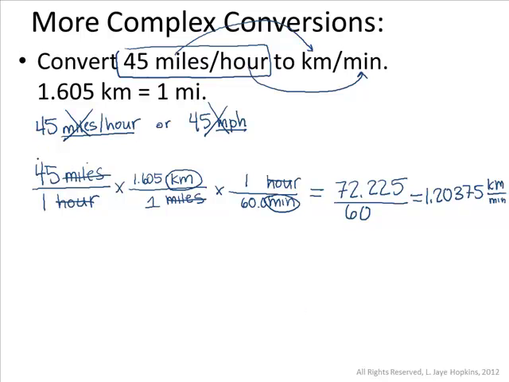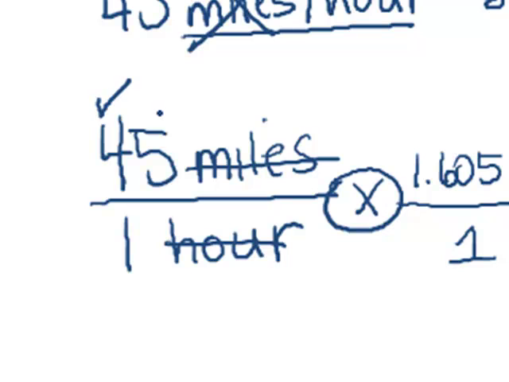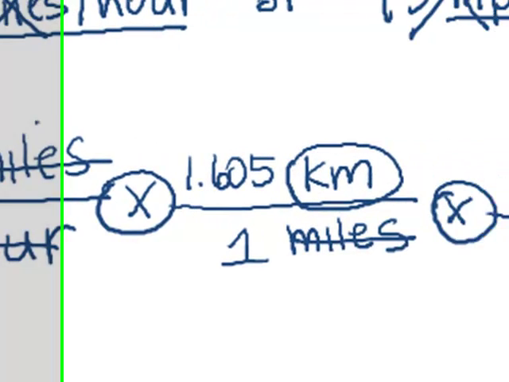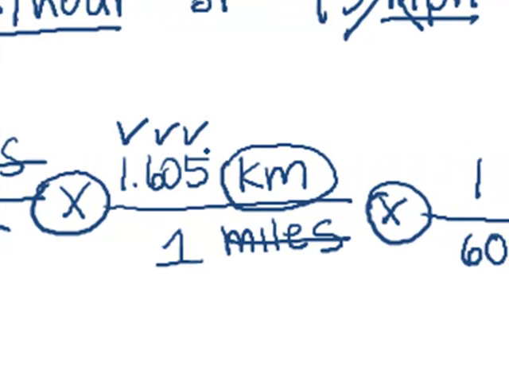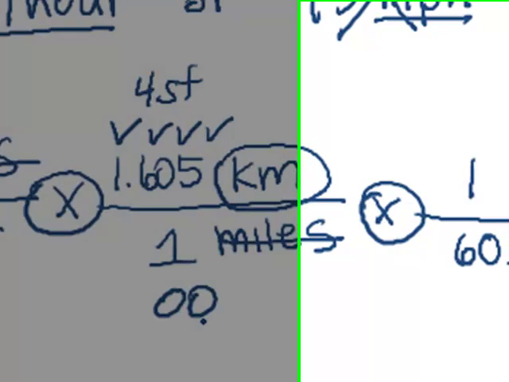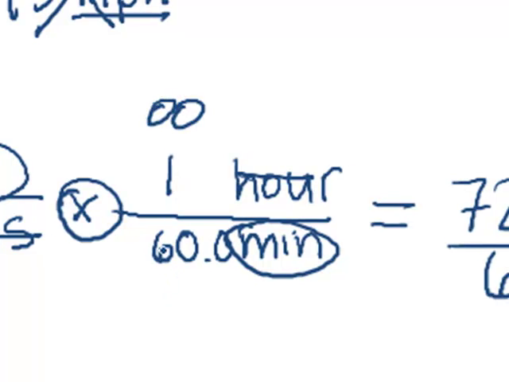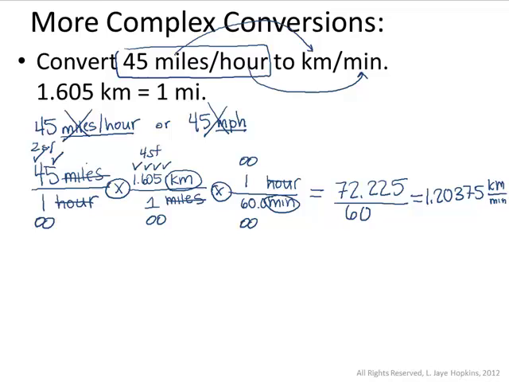Okay, so 45, again, this and this are multiplication signs, so like all conversions, I just look at significant figures. I have 2 sig figs in the number 45. Here's a number 1, so it's infinitely precise. I have 4 sig figs in the number 1.605, and again the number 1 is infinitely precise. Here's 1 infinitely precise, and 60 minutes is infinitely precise because there are exactly 60 minutes in an hour. So overall, I have to worry about the fact that I had 2 sig figs to start, so I'm going to round this to 1.2 kilometers per minute.